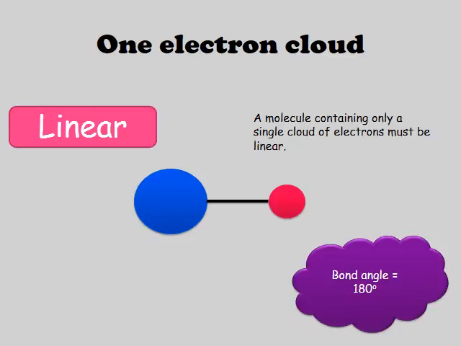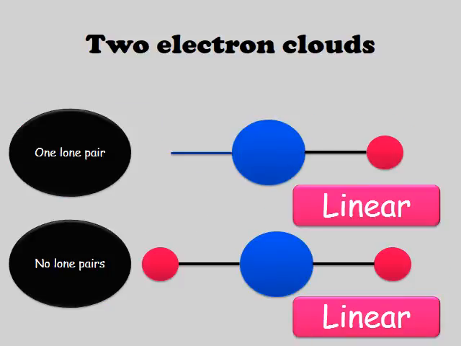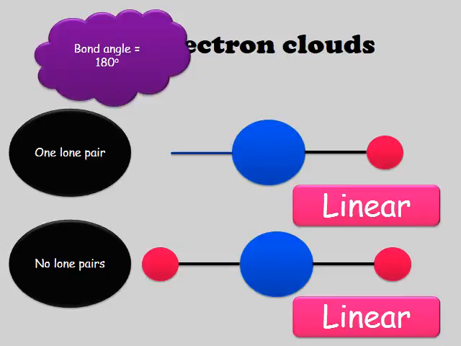Okay, so if there's one electron cloud, we call the shape linear, like carbon monoxide. A molecule containing only a single cloud of electrons must be linear, and the bond angle is 180 degrees. If you have two electron clouds, again, the only option you're going to have is linear, even if it's got one lone pair or no lone pairs. And the bonding angle, again, because it's linear, is going to be 180 degrees.